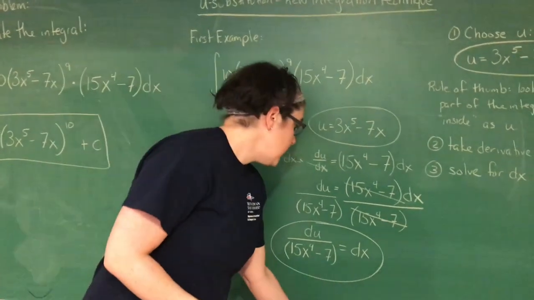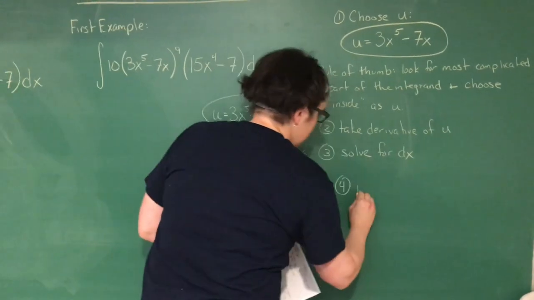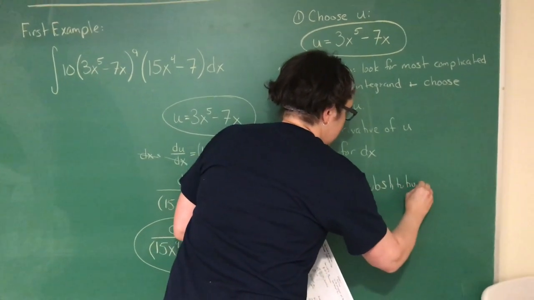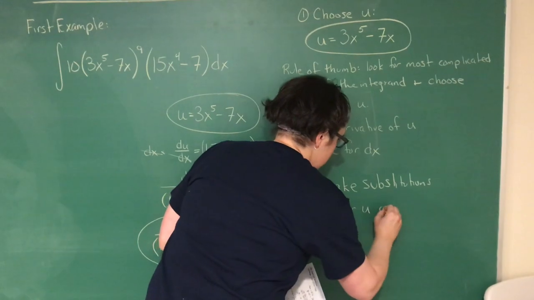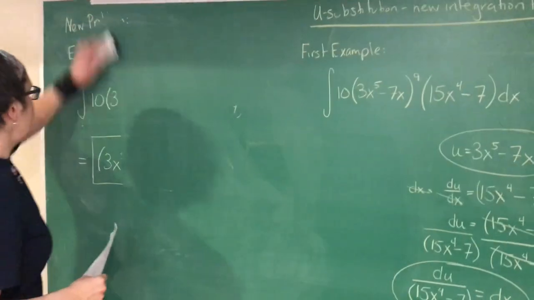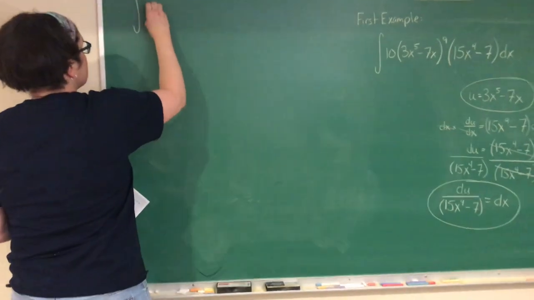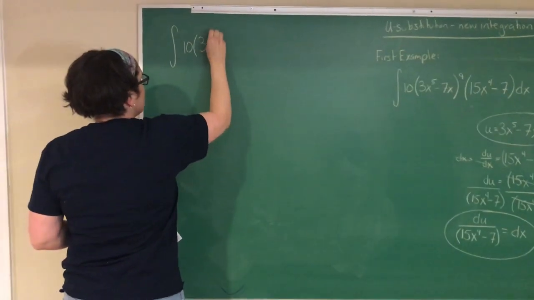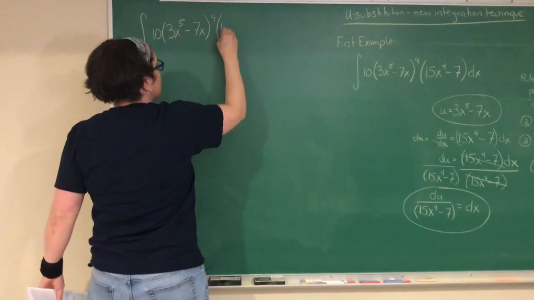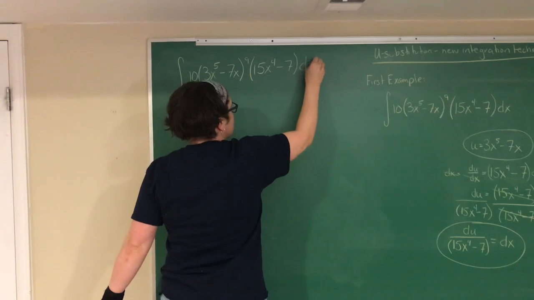Step 4, we are going to make some substitutions for u and dx. Okay, so our original problem is the integral of 10 times 3x to the 5th minus 7x raised to the 9th times 15x to the 4th minus 7 dx.